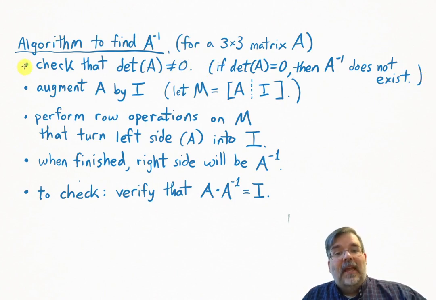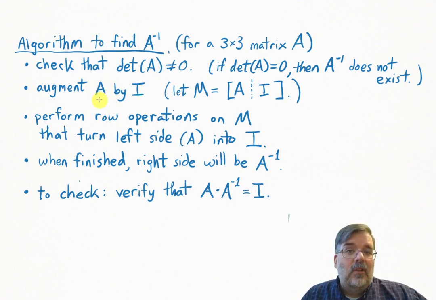Once you know that A inverse does exist, we'll start off by augmenting the original given matrix A by the identity matrix. In the past, when we were converting systems of equations to an augmented matrix, we took the coefficient matrix and then augmented it by just a single column of numbers. Here, we're augmenting this matrix by another matrix. So I have a very big matrix M.